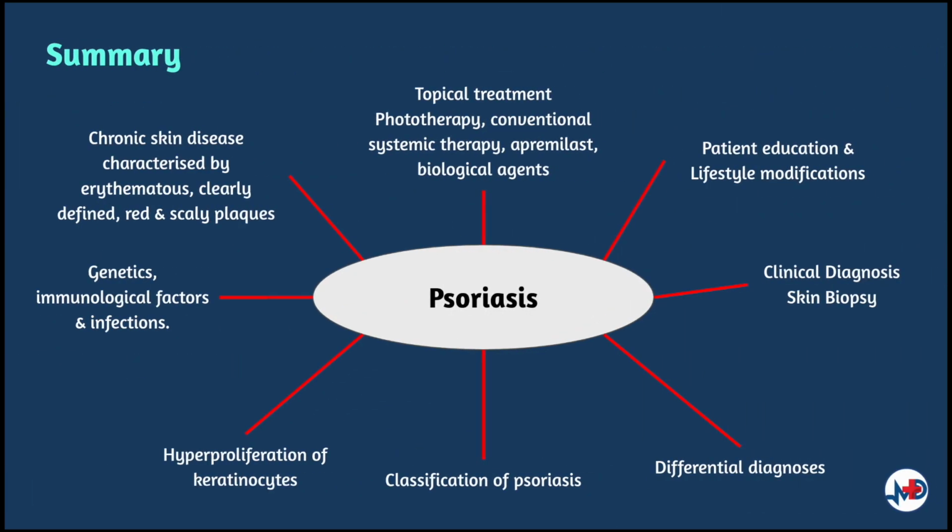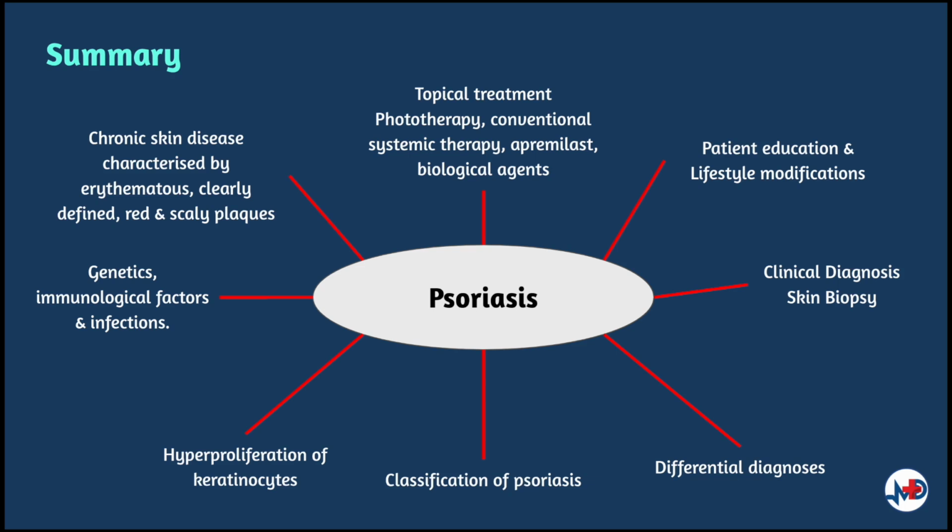Now let's summarize what we have covered so far. Psoriasis is a complex chronic inflammatory skin disease characterized by erythematous, clearly defined red and scaly plaques. It is multifactorial, and psoriasis is proposed to be due to genetic, immunological factors and infections. Essentially, psoriasis is a hyperproliferative disorder involving a complex cascade of inflammatory mediators in the dermis, which eventually leads to overabundance of keratinocytes. Psoriasis can be classified into plaque psoriasis, guttate psoriasis, pustular, erythrodermic, psoriatic arthritis, and keratoderma blennorrhagicum.